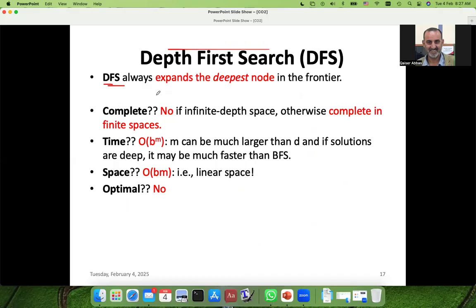So then, is this DFS a complete algorithm? And the answer is no. Why is it not complete? Complete means if a solution exists, does our algorithm give us the solution? This is the definition of complete. And we are saying that DFS is not complete. Why? Due to infinite space, due to infinite depth space.